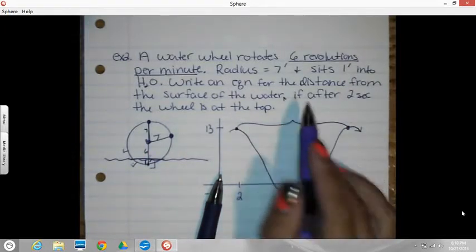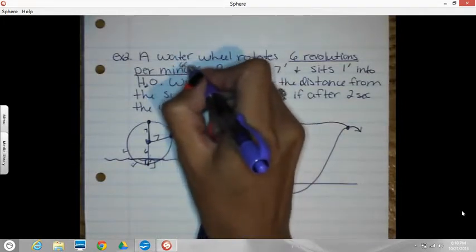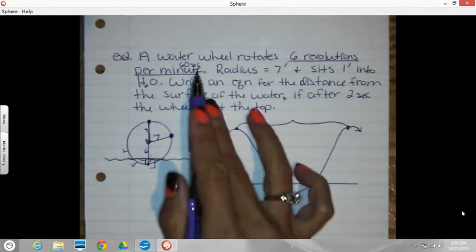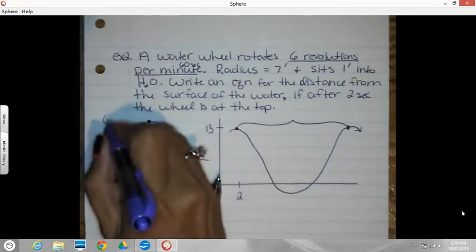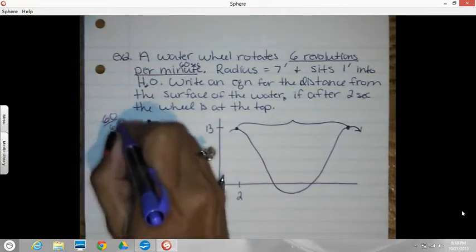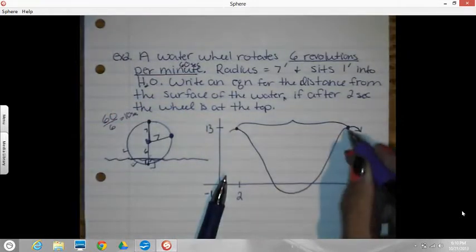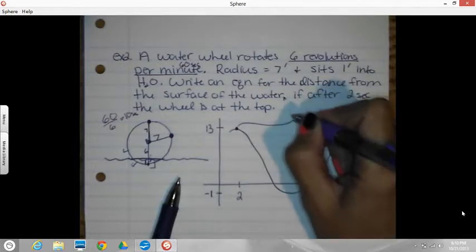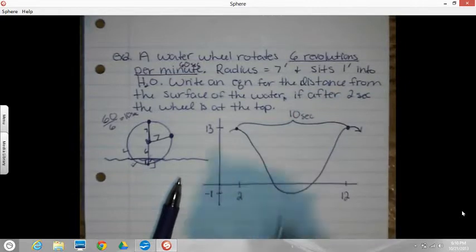Well, think about a minute as being 60 seconds. How many seconds does it take to make one revolution if it's making 6 in 60 seconds? Well, if you divide 60 into 6 equal parts, it's taking 10 seconds. So that means this would finish at 12 seconds, or this is equal to a distance of 10 seconds up there. So that's going to help us figure out the B in a minute.